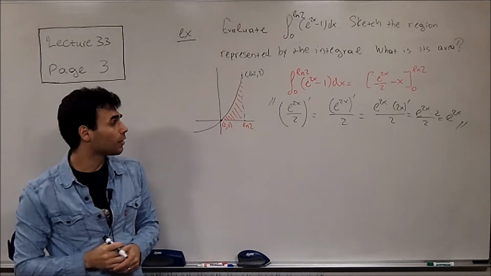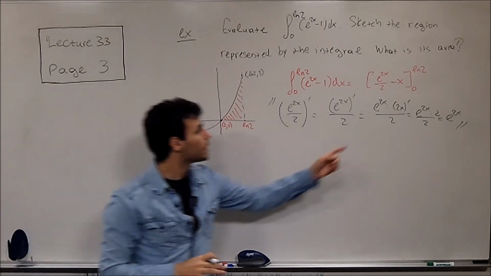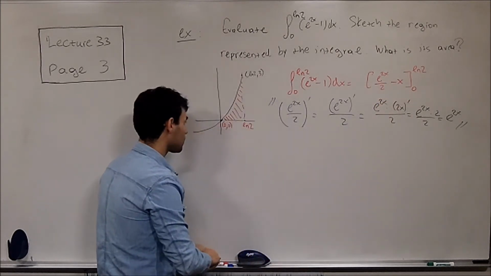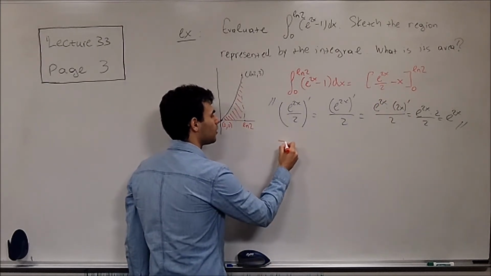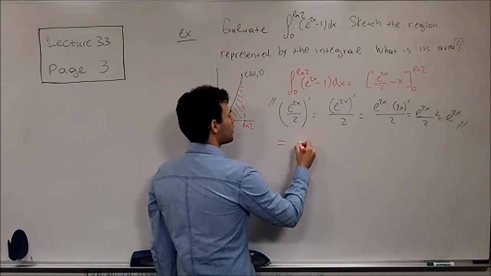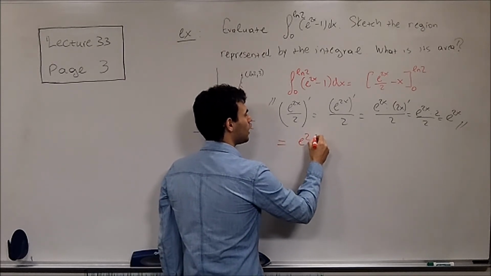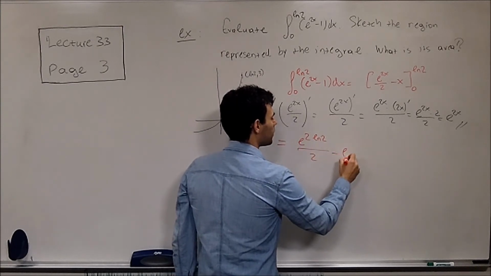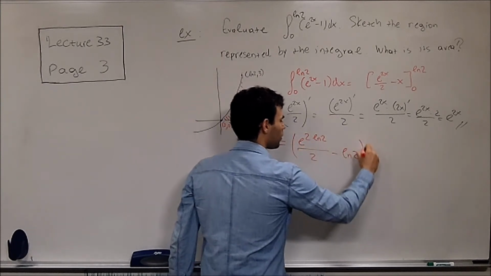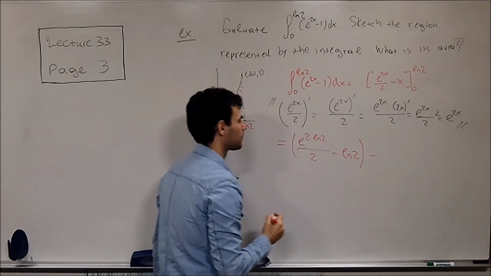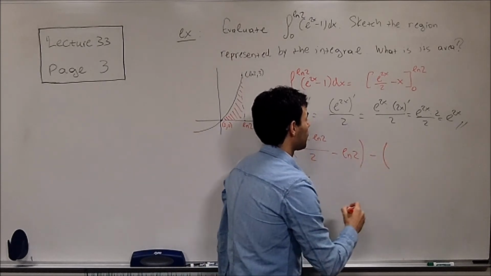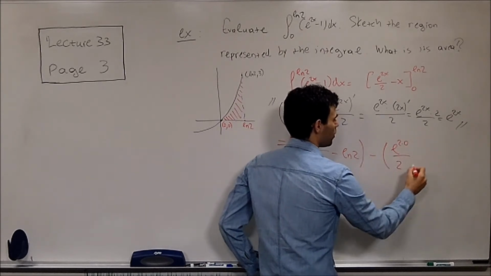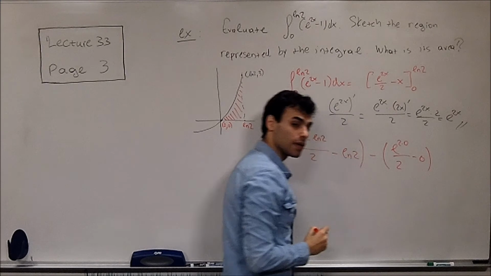And now by using the fundamental theorem of calculus, the only thing you need to do is plug in those two numbers in here and take their difference as follows. So I'm going to continue down here. What we get is e to the 2 ln of 2 over 2 minus ln of 2. That's your first term. Minus e to the 2 times 0 over 2 minus 0. That's your second term.